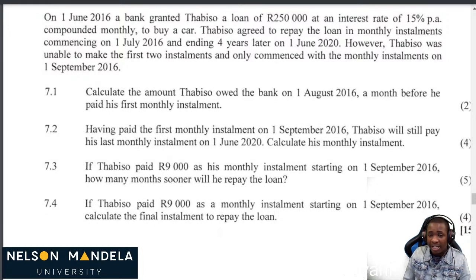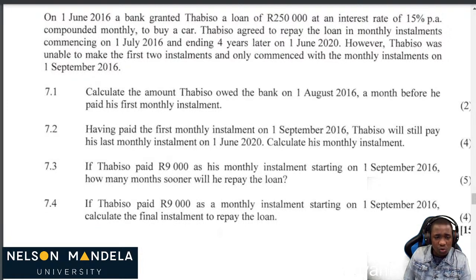Thabiso agreed to repay the loan in monthly installments commencing on the 1st of July and ending 4 years later on 1 June 2020. However, Thabiso was unable to make the first 2 installments and only commenced with the monthly installments on 1st September 2016. So now you have read it firstly. Now we are going to read it a second time, and we have to apply what we know. All right. Let me just write question 7. Okay, so let's go now.